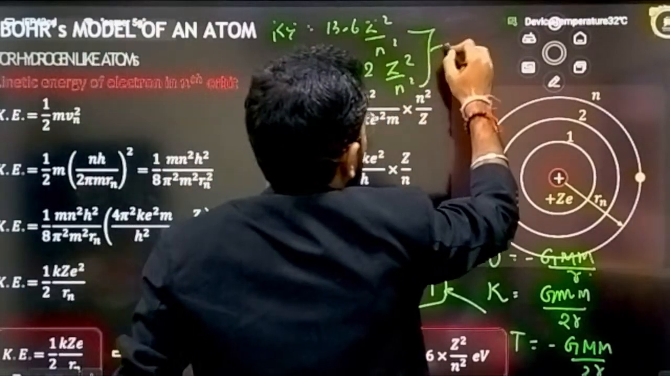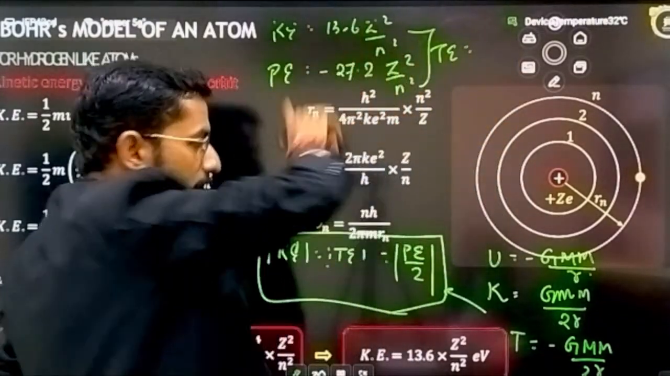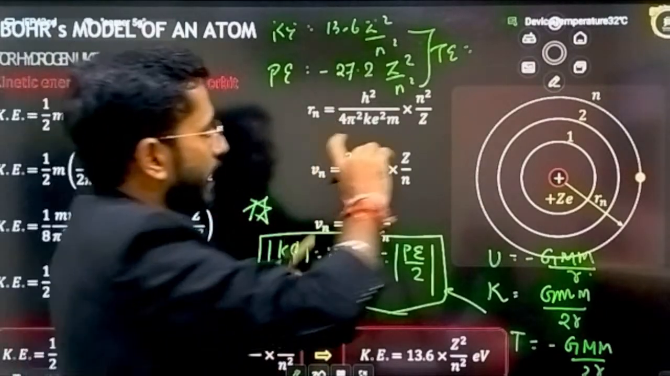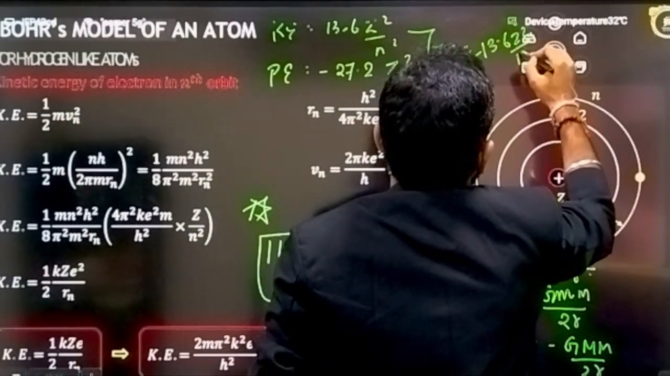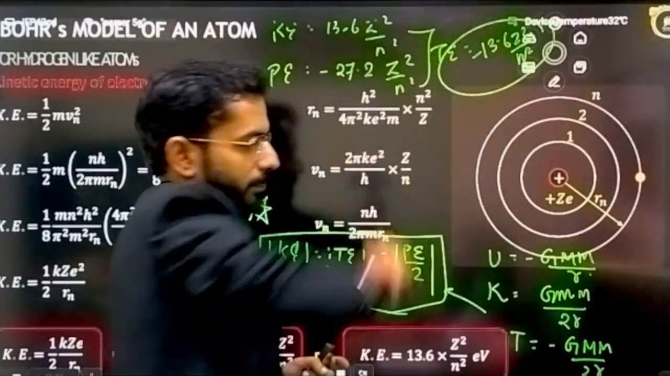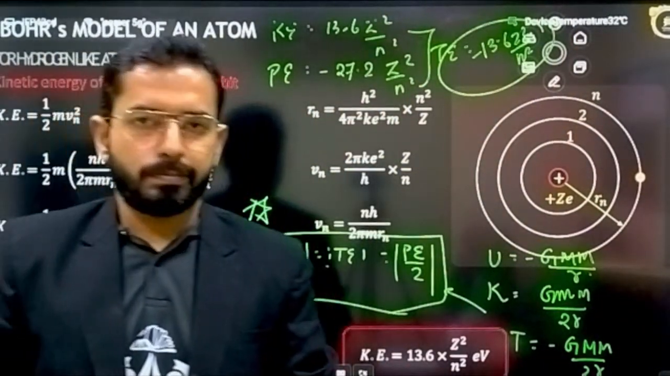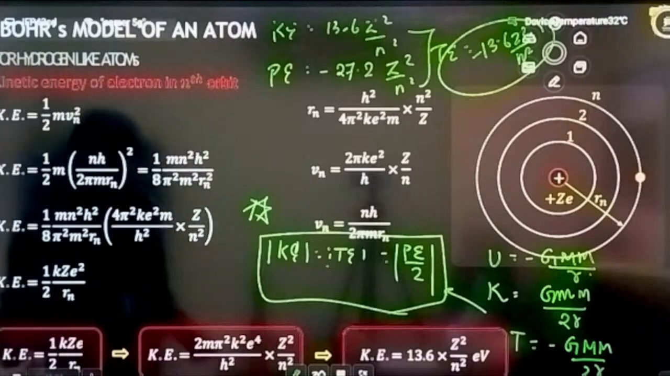And if I ask you total energy will be how much? Total energy is equal to kinetic energy, but the polarity, the sign will be changed. That means minus of 13.6 Z square divided by n square. And of course that will be the final result.